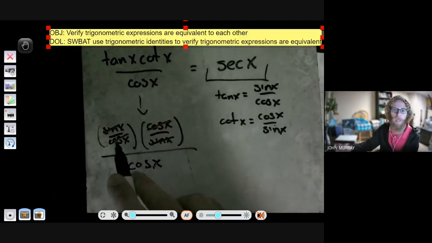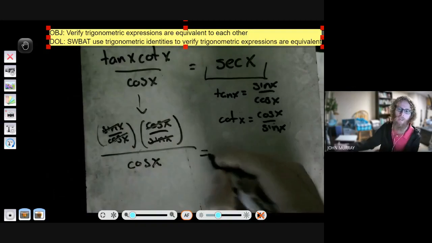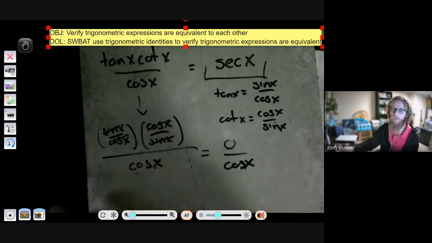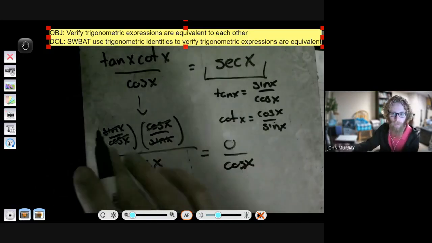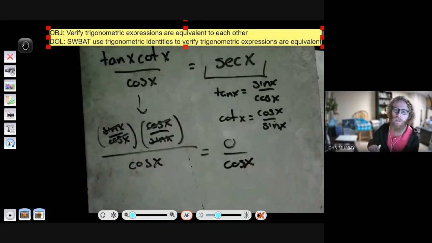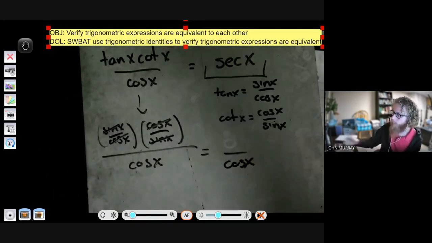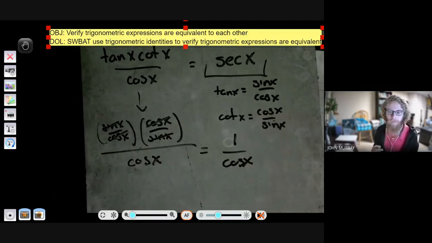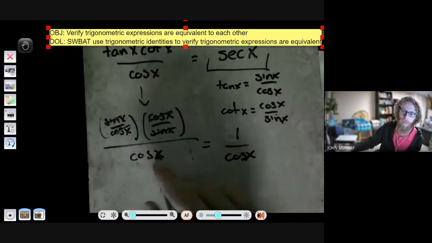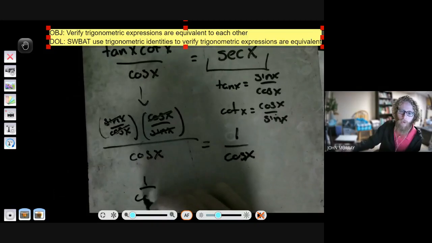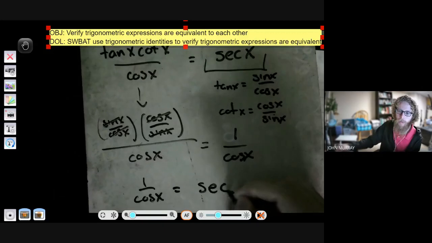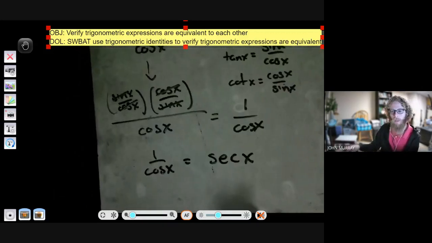Now be careful. I've seen in the past you eliminate everything, so you get nothing over cosine. We're not removing everything, right? If I had x over x or 2 over 2, that wouldn't get us 0. That would get us a 1. So after we simplify the left side, I have 1 over cosine x. And on the right side, I'm just bringing that down, secant x.